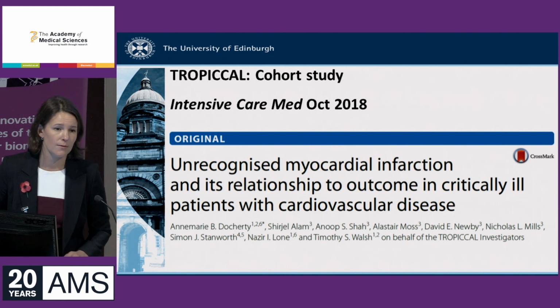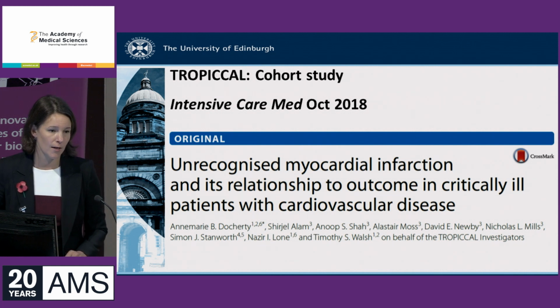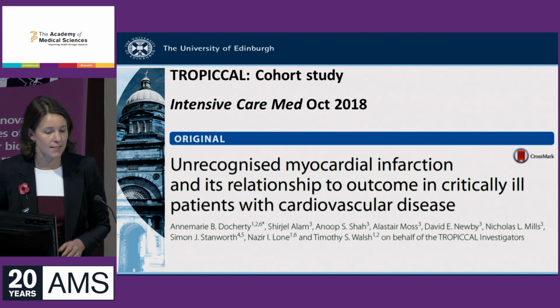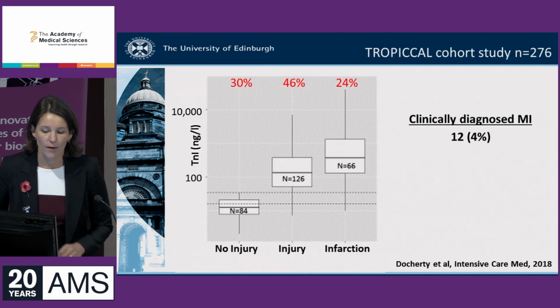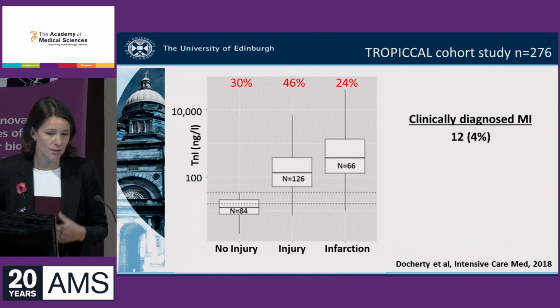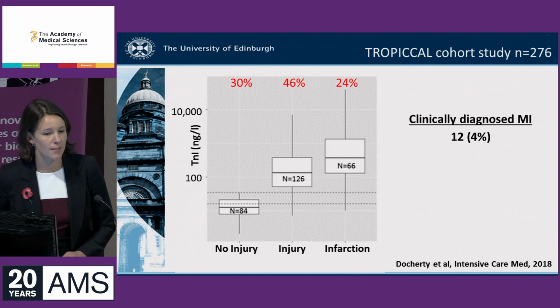Its main objective was to characterize the incidence of myocardial infarction using a systematic approach, with systematic daily troponins using a highly sensitive assay for 10 days, blinded from the clinicians, and daily ECGs for the first 5 days, which were interpreted by cardiologists blinded to clinical details and to the troponins. We recruited 276 patients across 11 sites across the UK. And we mapped the myocardial infarction onto the universal definition for myocardial infarction.